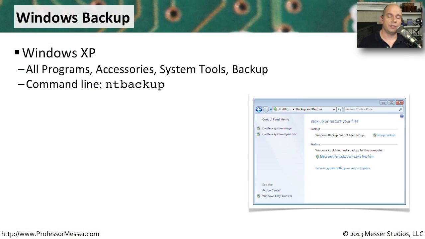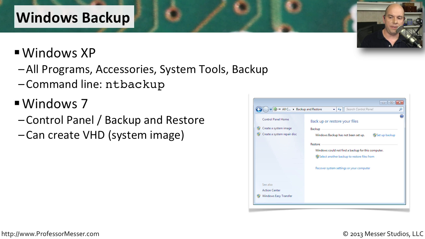Microsoft Windows has some very nice backup utilities already built into the operating system. In Windows XP, you'll find the backup under All Programs, Accessories, System Tools, and there's an option there for backup. You can also start this from the command line by typing in NT backup. In Windows Vista and Windows 7, you go to the control panel under Backup and Restore.